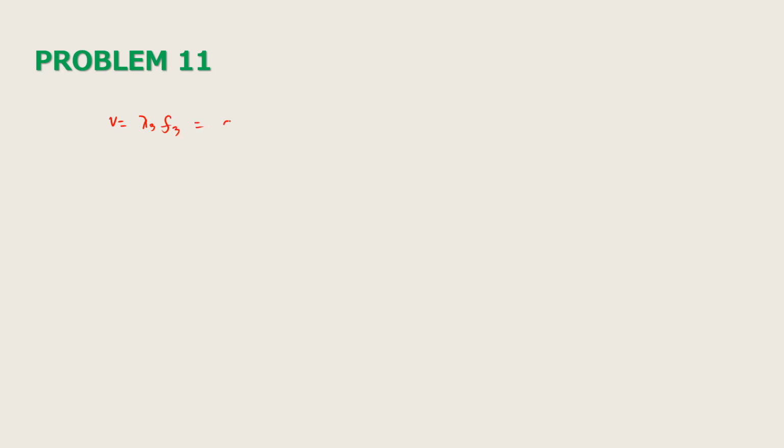Therefore, v is equal to lambda 3 times f sub 3. So we have 0.5 meter multiplied by f sub 3, which is 10,268.66 hertz. So we have v is equal to 5,134.33 meters per second.